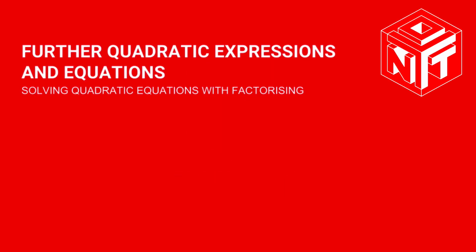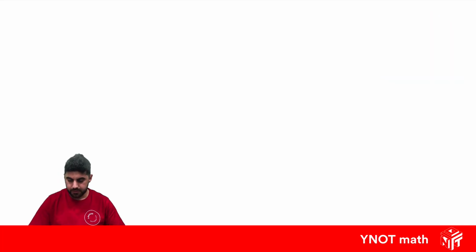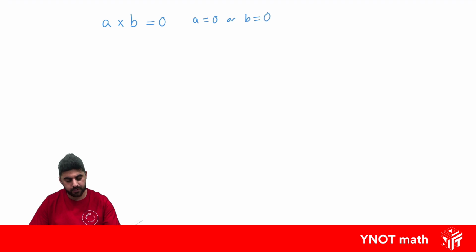Solving quadratic equations with factorising. So we're going to use the concept that if a times b equals 0, a has to equal 0 or b has to equal 0, or both. Let's have a look at this question.